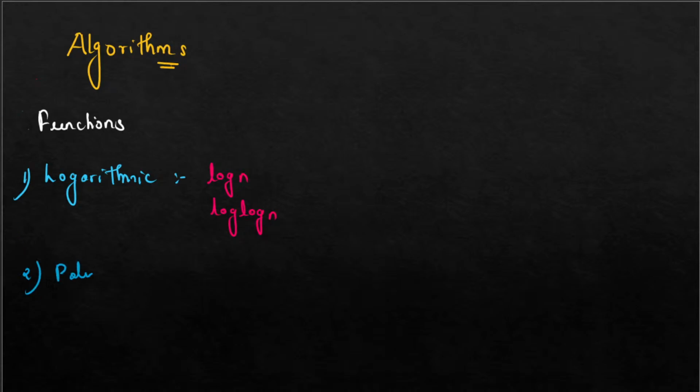polynomial function. So in this we will say that it is denoted as n to the power x, where x is greater than or equal to 0. So it can be n, it can be n square, it can be n cube, and so on.